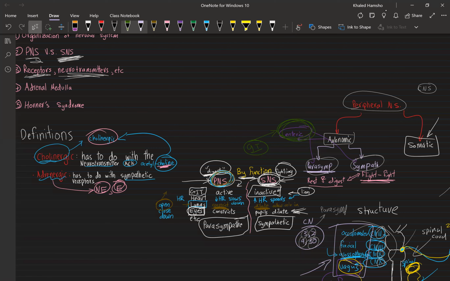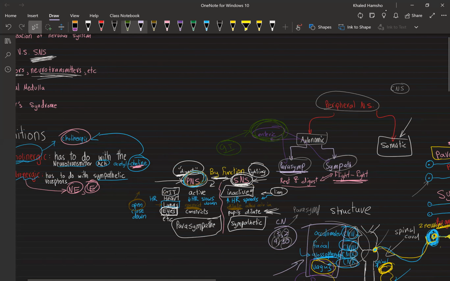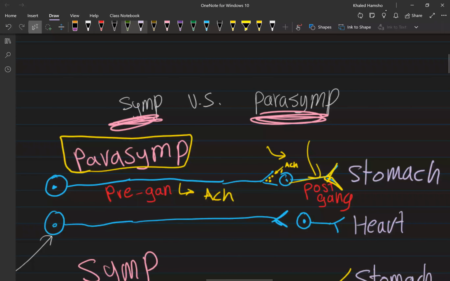All right, so let's go back to the diagram over here. So we mentioned that this preganglionic neuron is cholinergic.